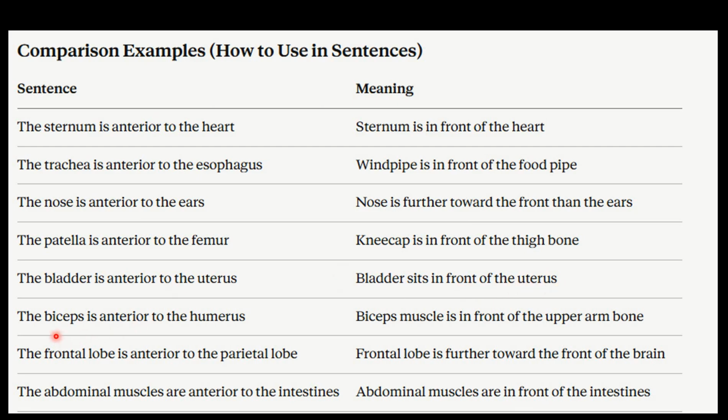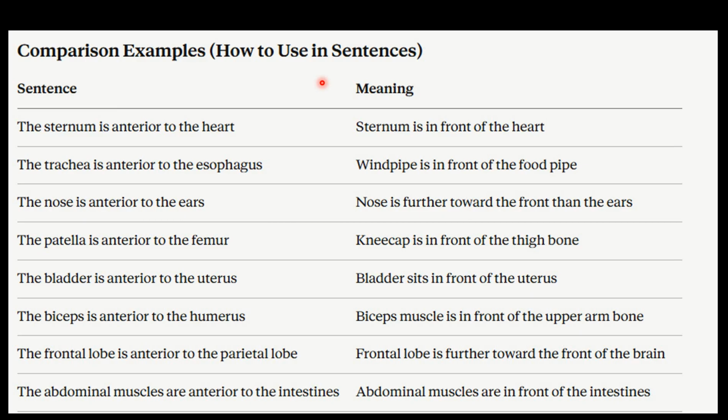Okay, then we have the biceps is anterior to the humerus. Biceps muscle is in front of the upper arm bone. The frontal lobe is anterior to the parietal lobe. The frontal lobe is forward toward the front of the brain. The abdominal muscles are anterior to the intestines. The abdominal muscles are in front of the intestine. So what did you find common here? Anterior, and it always means front of something.